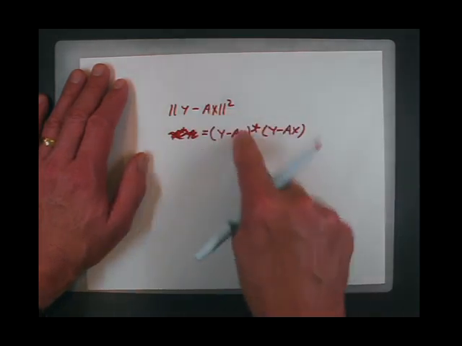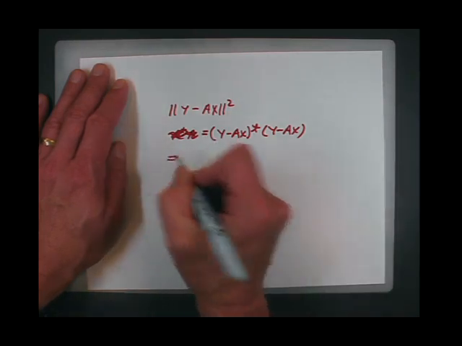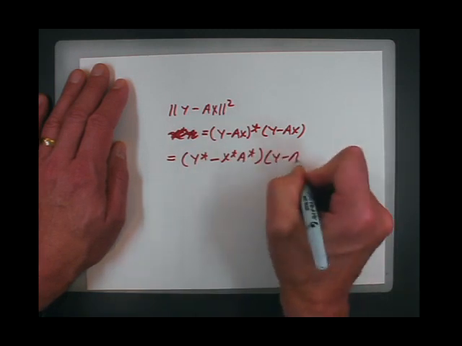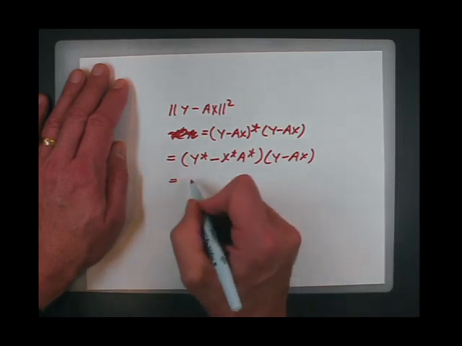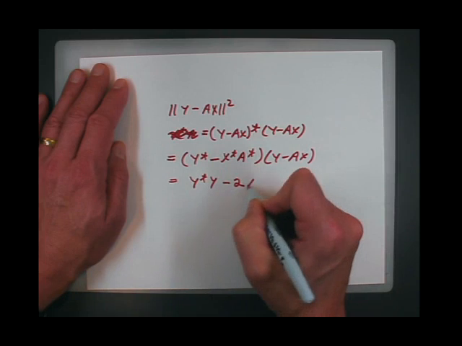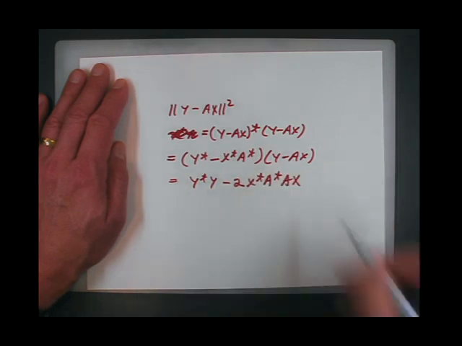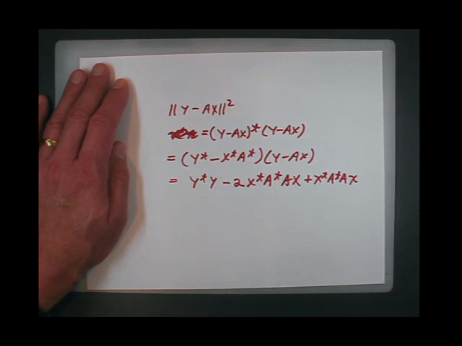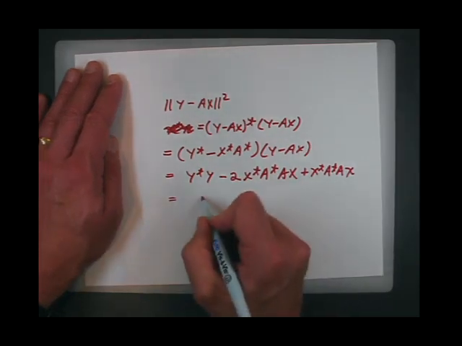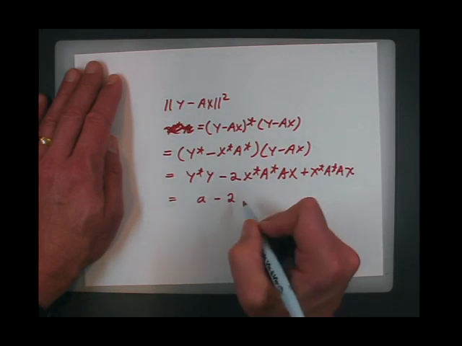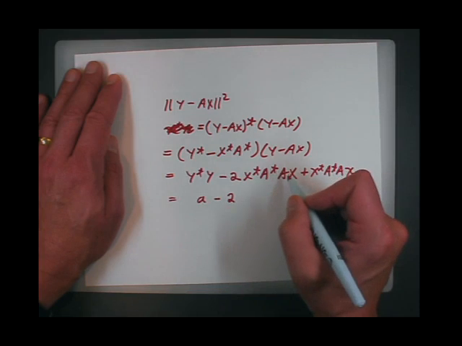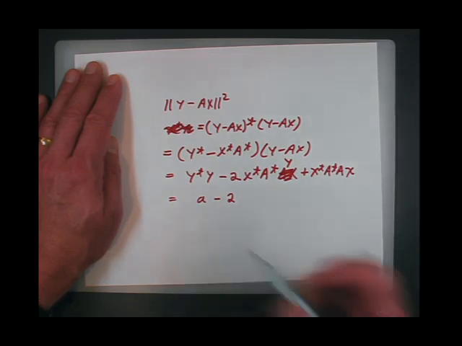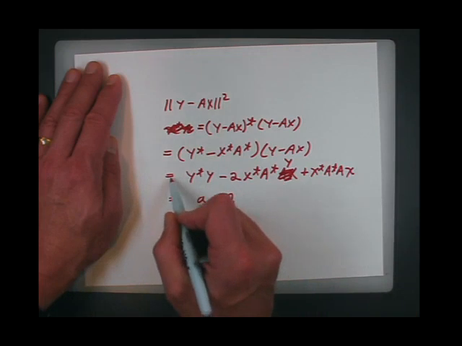So is it clear that these two things are equal? Now if I multiply that out, this is going to be y transpose minus x transpose A transpose, times y minus Ax, right? So this is going to be equal to y transpose y minus 2 x transpose Ax, right? Oh, I messed something up. Yes. Okay. You guys have to stop agreeing with me. I actually skipped the step. I feel bad. I should do this again.